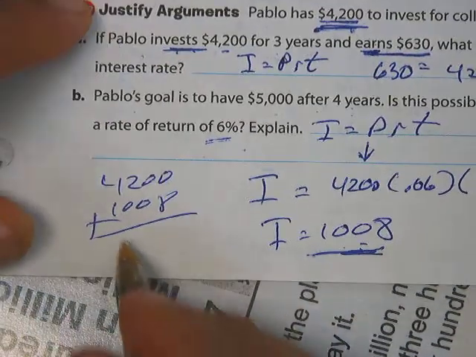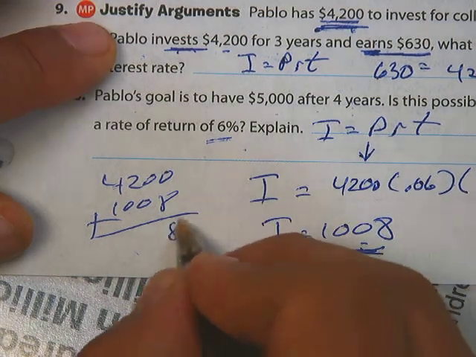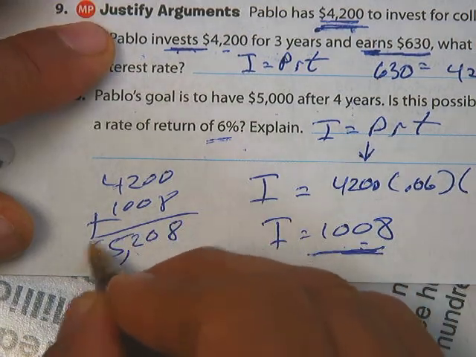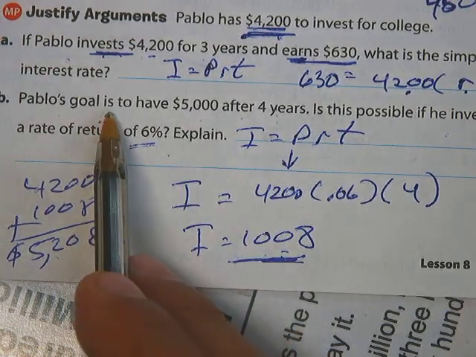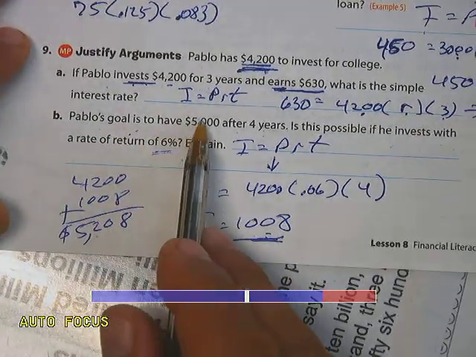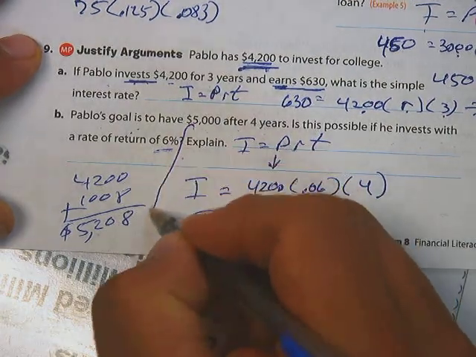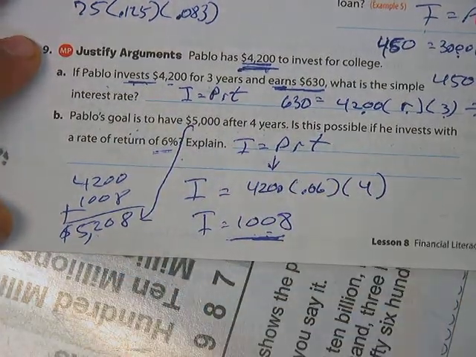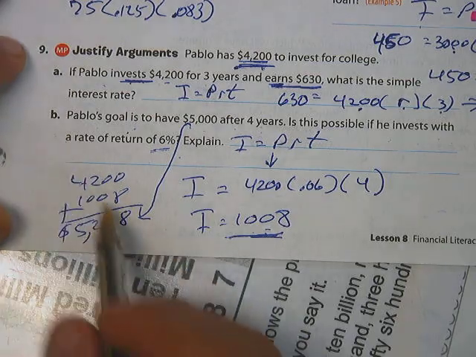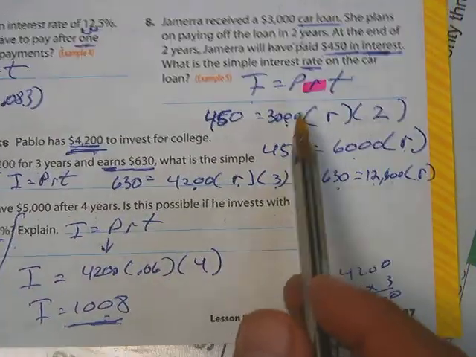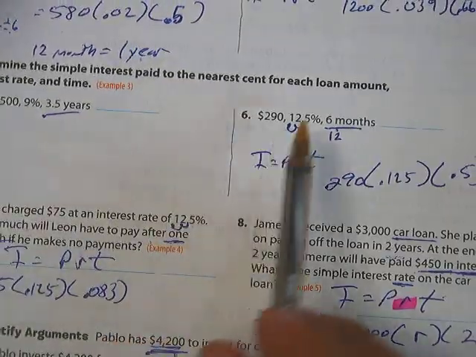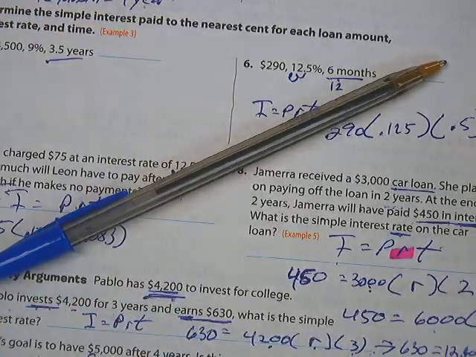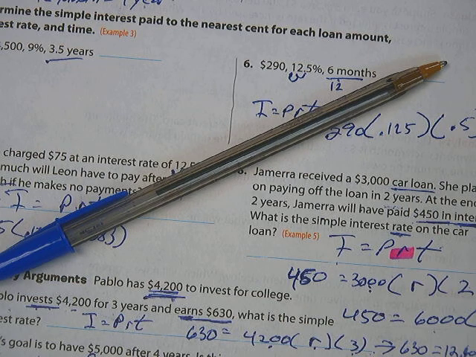Well, that's how much he'll earn extra, because he has this much, 4,200. Now he has 4,200 plus the 1,008, and he has $5,208. So did he reach his goal to have 5,000? Well, yes, he did. He actually passed it up. He passed his goal. So I did letter B.